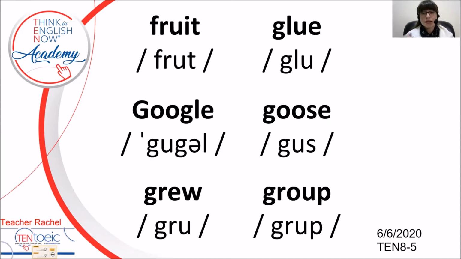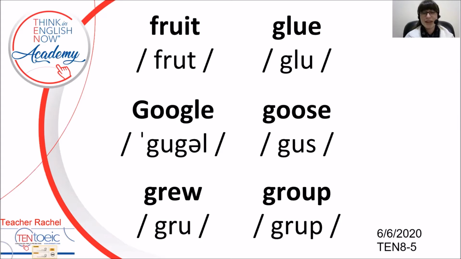Glue. This is a noun and a verb. So glue, if you have two pieces of paper, you put glue in the middle and they stick together. You can't get it apart. And that's also the verb. I glue the pieces of paper together so they stick. You can't get them apart.